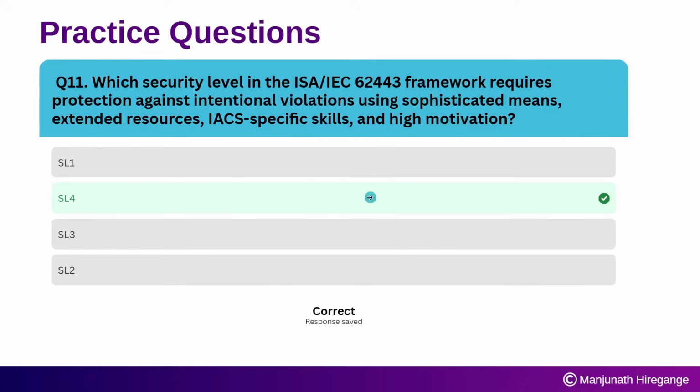So please remember that, make sure you know each and every difference, like SL1. It is protection only against accidental or casual violations. SL2 is nothing but defend against intentional threats with low resources or generic skills. So likewise, it will go.